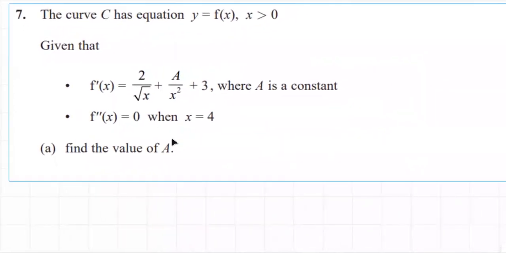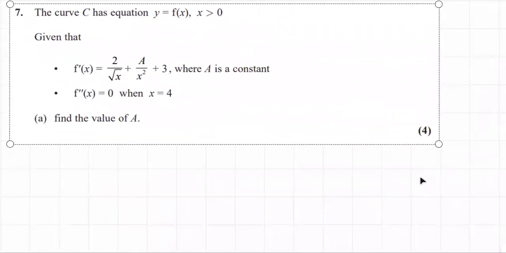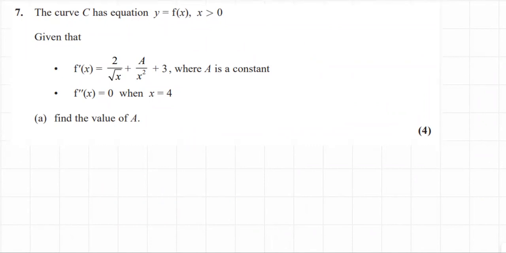So we have a question here. A curve is y equals f of x, so it's just the name of the curve, and x has to be larger than 0. Okay, so he's given certain information.